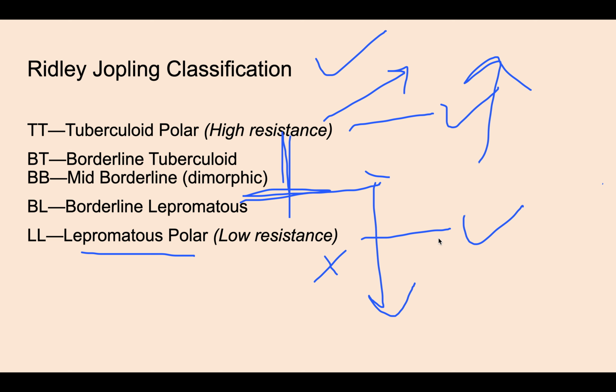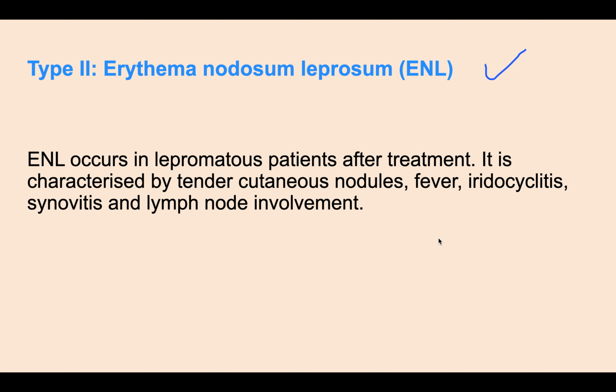Then the second reaction is erythema nodosum leprosum. Now this occurs in lepromatous patients after treatment. In this, it should be understood that the patient is responding to the treatment and the treatment should not be discontinued. In this, the patient develops tender cutaneous nodules, fever, iridocyclitis, synovitis, after treatment. But it goes on its own and the patient is responding to the treatment.